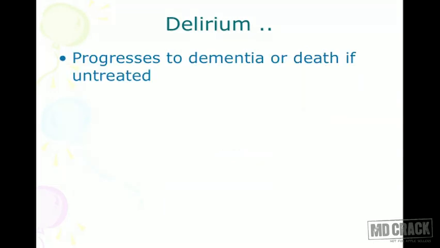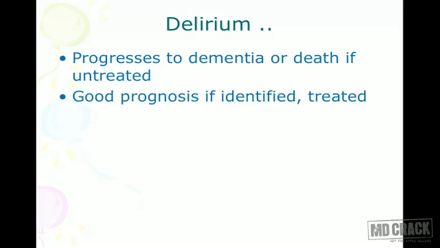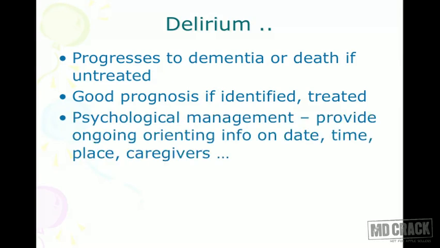Delirium can progress to dementia or death if it is untreated. And there's a good prognosis if it is identified in time and treated medically. The psychological management of delirium includes providing ongoing orienting information on the date, time, place and caregivers. You need to keep on giving constant reorientation to the patient.